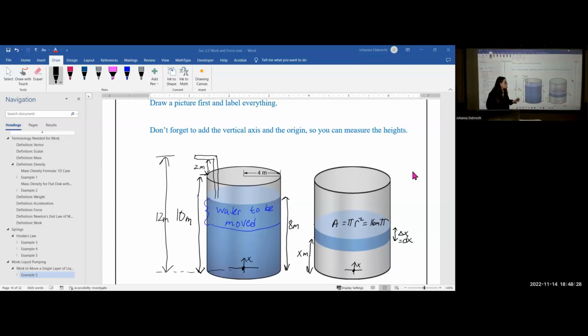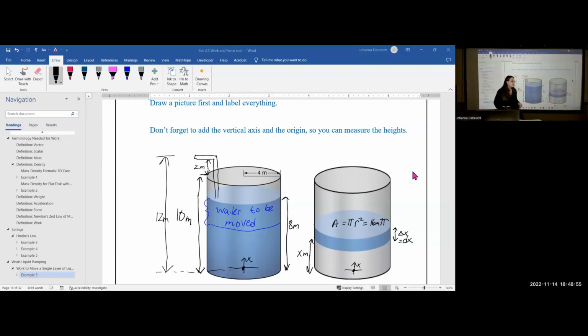Now, what we need to do is find the volume of one of our water layers. We look at the water layer, the surface of it is a circle, and we know the area of a circle is given by pi r squared. We were told that the radius of this tank is 4 meters. Because it's a cylinder, it never changes. It's always going to be 4 meters. So every layer has the same cross-sectional area.